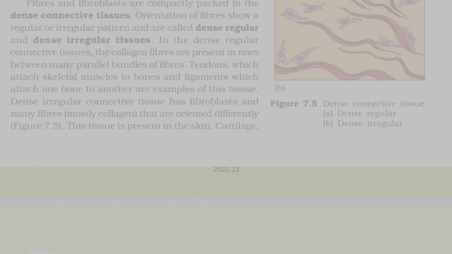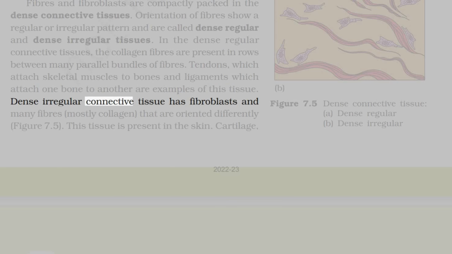Fibers and fibroblasts are compactly packed in the dense connective tissues. Orientation of fibers shows a regular or irregular pattern and they are called dense regular and dense irregular tissues. In the dense regular connective tissues, the collagen fibers are present in rows between many parallel bundles of fibers. Tendons, which attach skeletal muscles to bones, and ligaments, which attach one bone to another, are examples of this tissue.